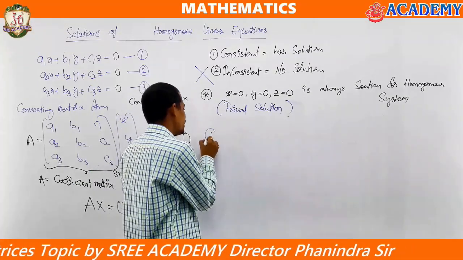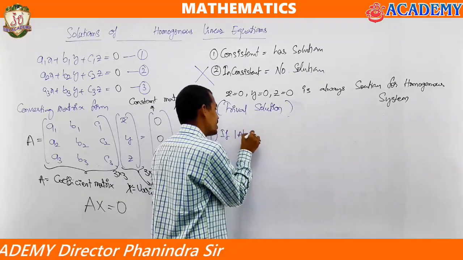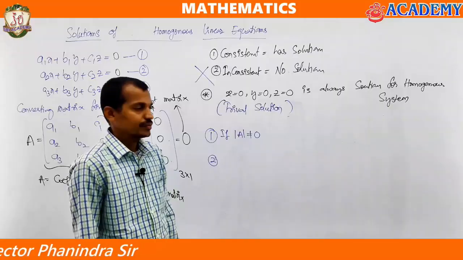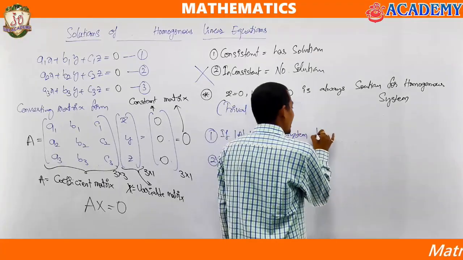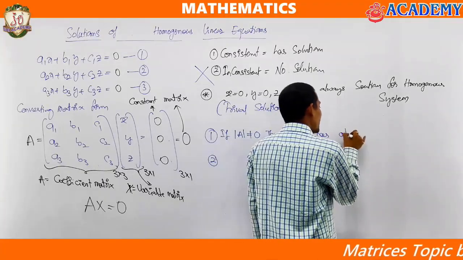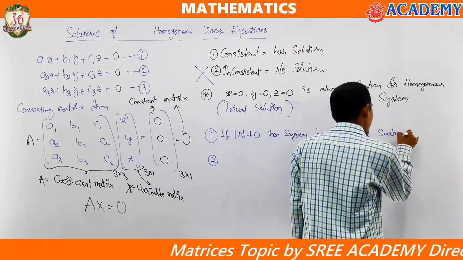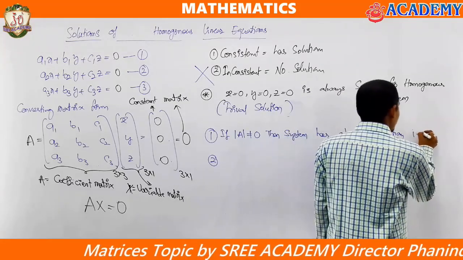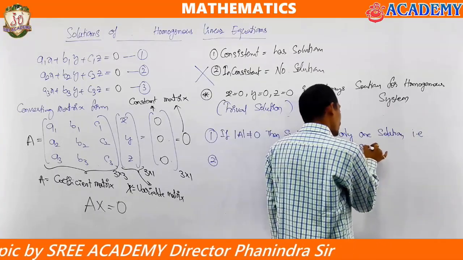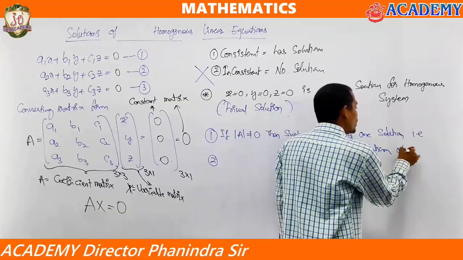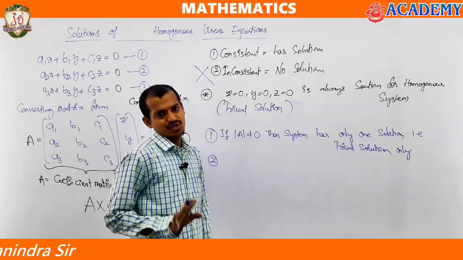See, here also we can say two statements. One is, if determinant of A not equal to 0, then the system has only one solution. That is simply the trivial solution only. Determinant not equal to 0, it has only the trivial solution.